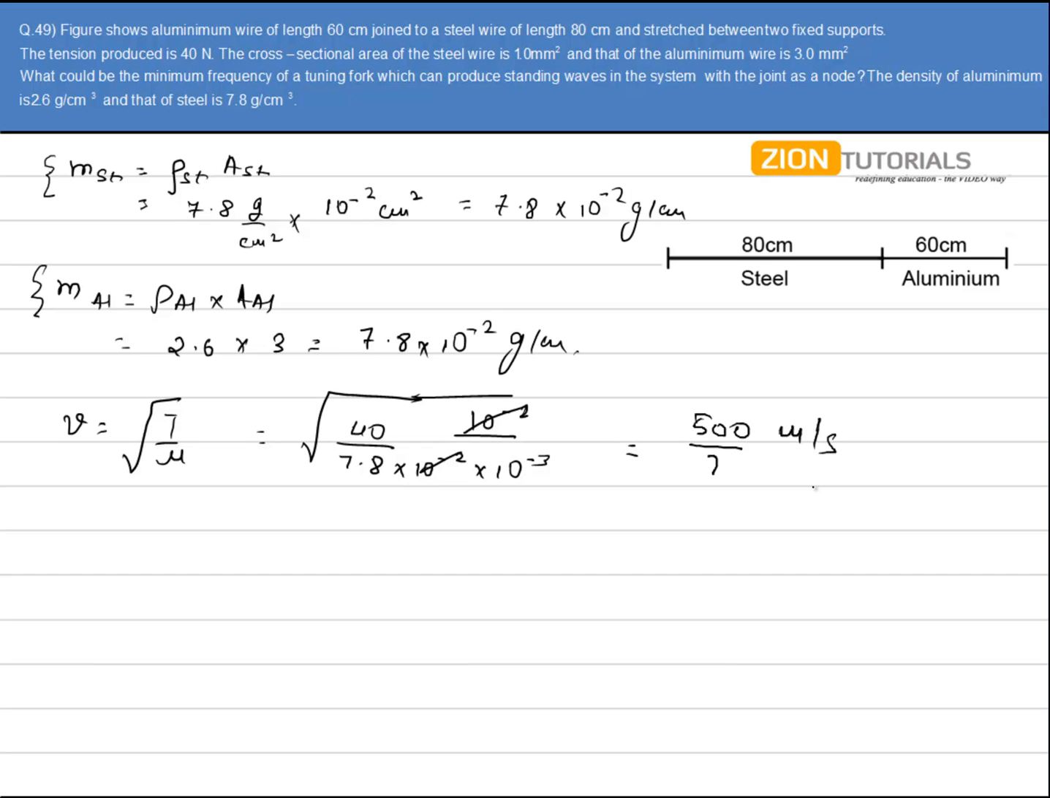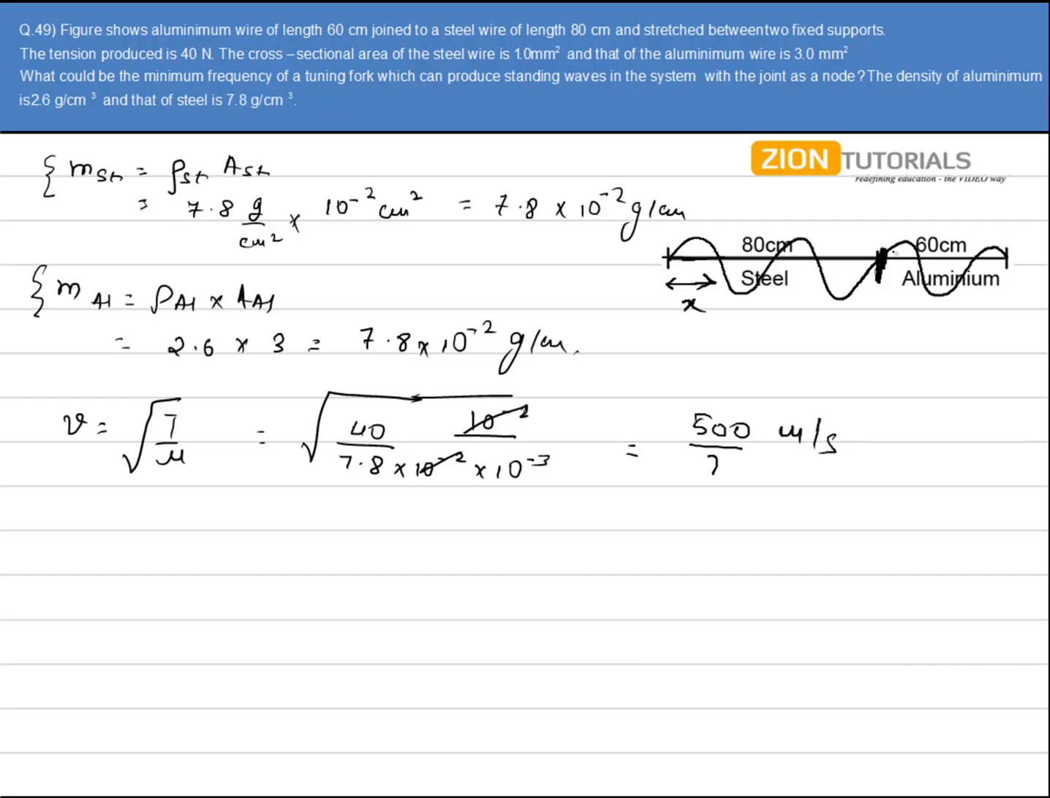What I want is that the node, I mean this point, the junction has to be in the node. So it should be something like this. So what I want is that if the width of the loop is x, then this total length, that is x times of some loops, should be equal to 80 centimeter and x times of some loop should be equal to 60 centimeter. Or what I'm trying to say is that this x should perfectly divide 80 as well as 60.